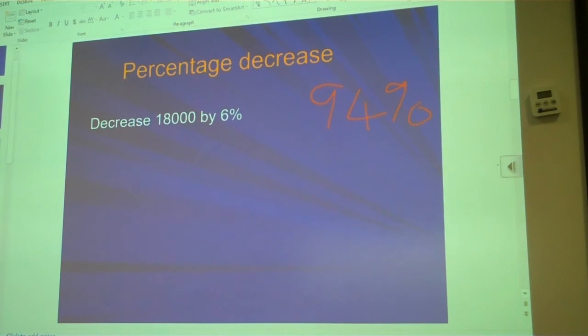So, Cameron, what would my multiplier be? 0.94, multiplying by 18,000, and that gives me 16,920. Okay? I think we'll stop there for now.